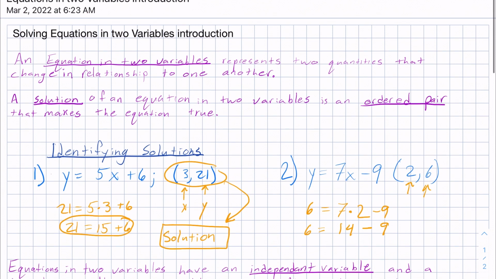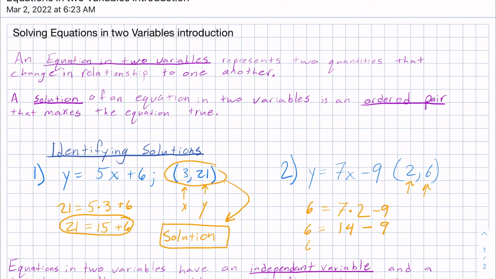And 14 minus 9 is equal to 5, not 6. So no, that does not work out to be a true statement. So that means that (2, 6), the ordered pair, is not a solution. So we have one that is a solution and one that is not.